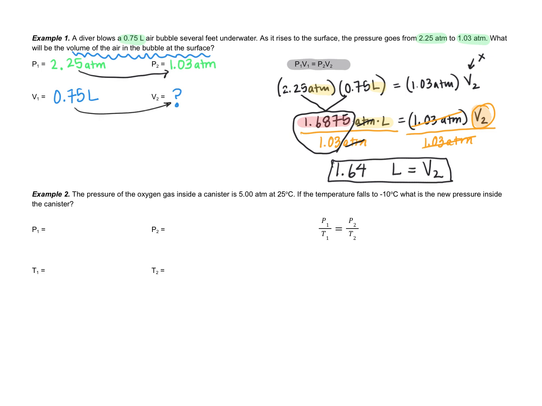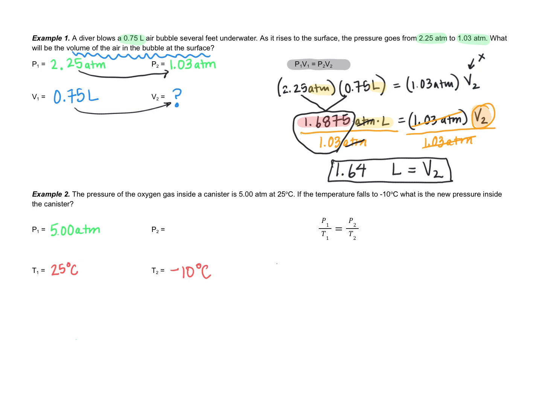Okay, example number 2 is pretty similar, but we're dealing with pressure and temperature instead of pressure and volume. So take a second and read the problem and see if you can plug in the values to our little table over here. Okay, hopefully that's what you plugged in.